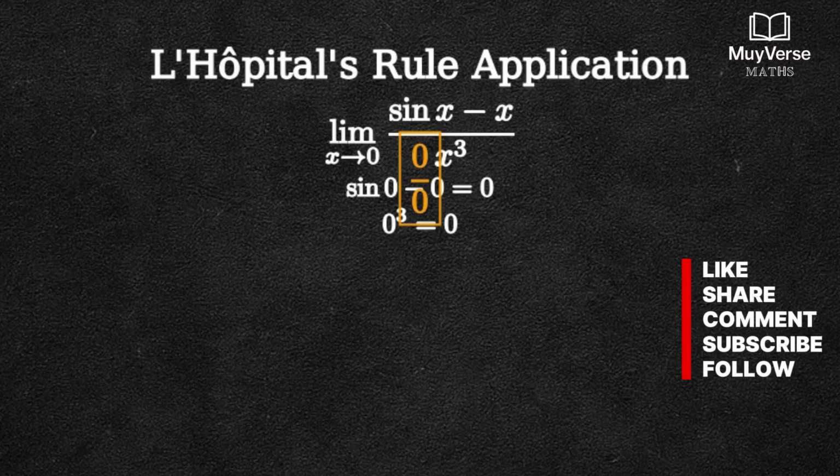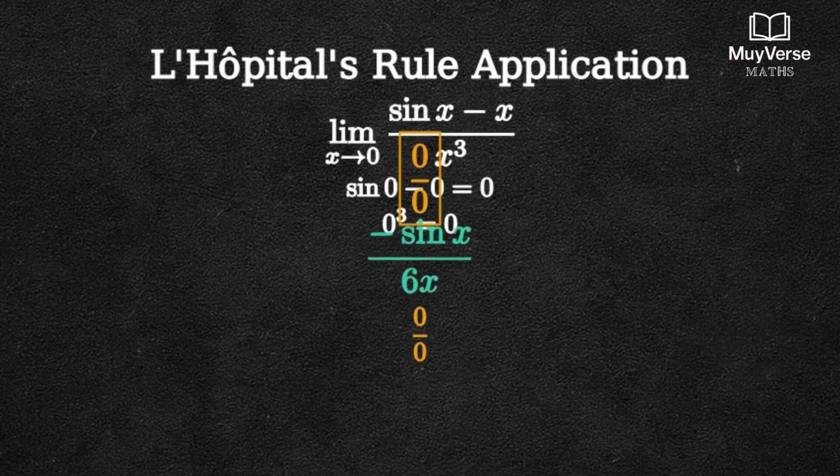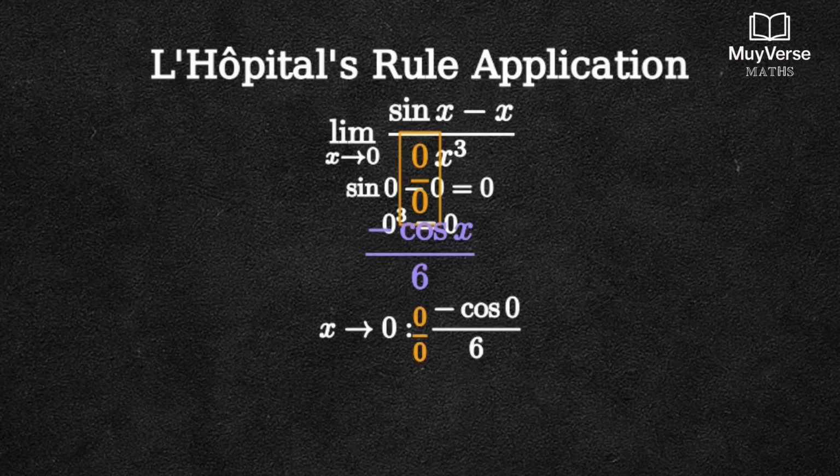Method 1. Repeated L'Hospital's rule. Start with the original fraction. Differentiate top and bottom once. It's still 0 over 0. Differentiate again. Still 0 over 0. Differentiate a third time to clear the indeterminacy. Now plug in x equals 0. We get negative 1 over 6.